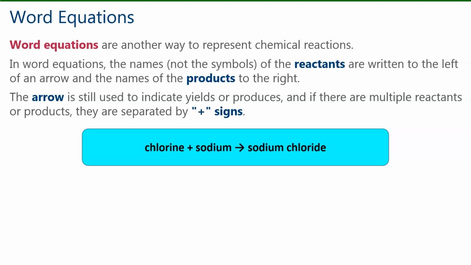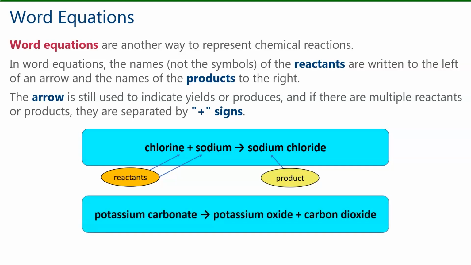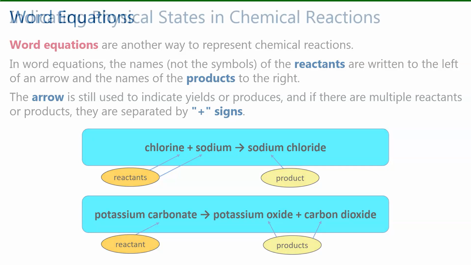We have chlorine plus sodium. These are our reactants on the left of the arrow, and our product is sodium chloride on the right of the arrow. Here's another example. We have potassium carbonate is our reactant on the left of the arrow, and our products, potassium oxide and carbon dioxide, are on the right of the arrow.